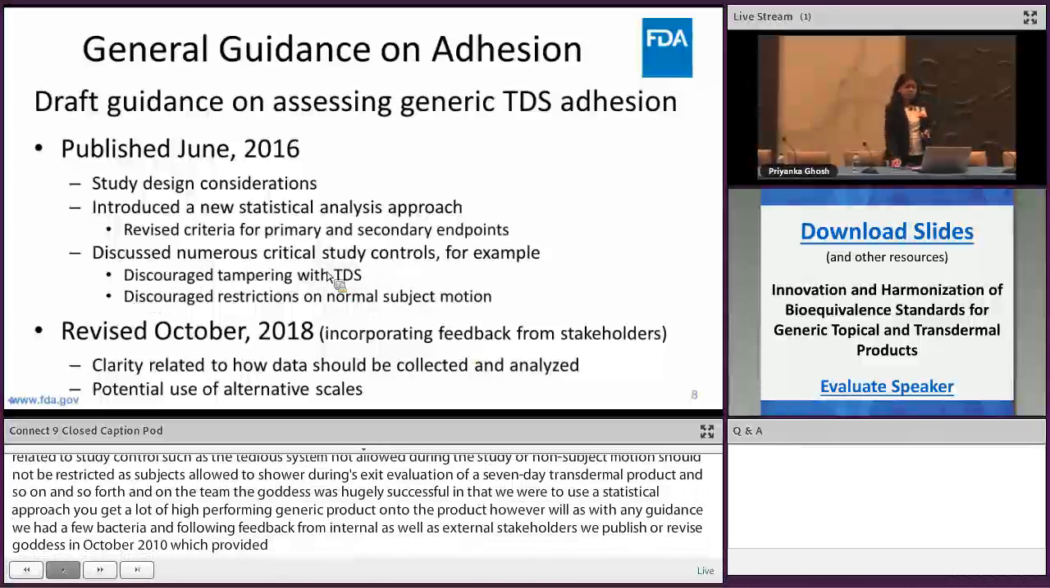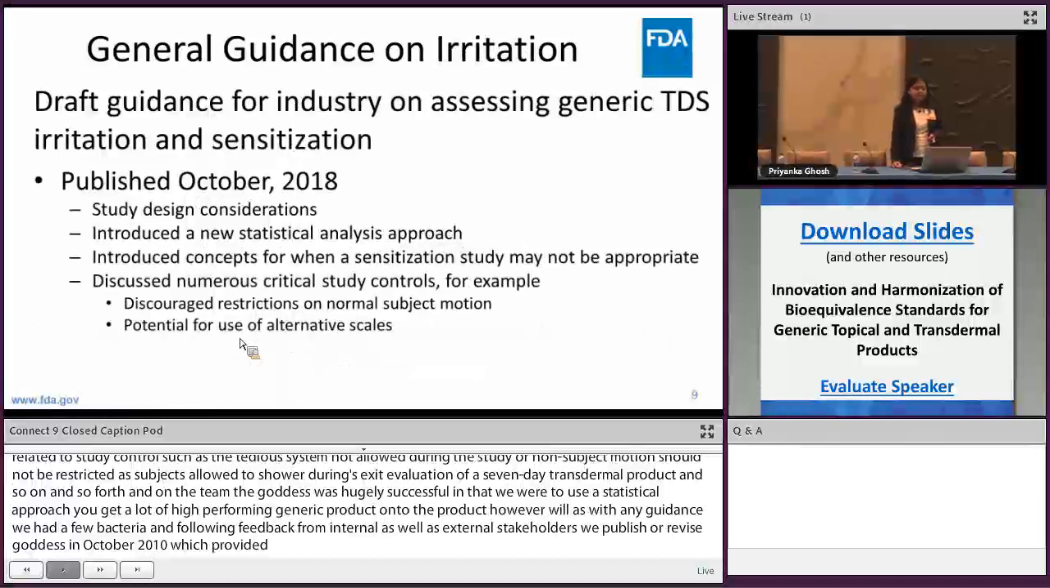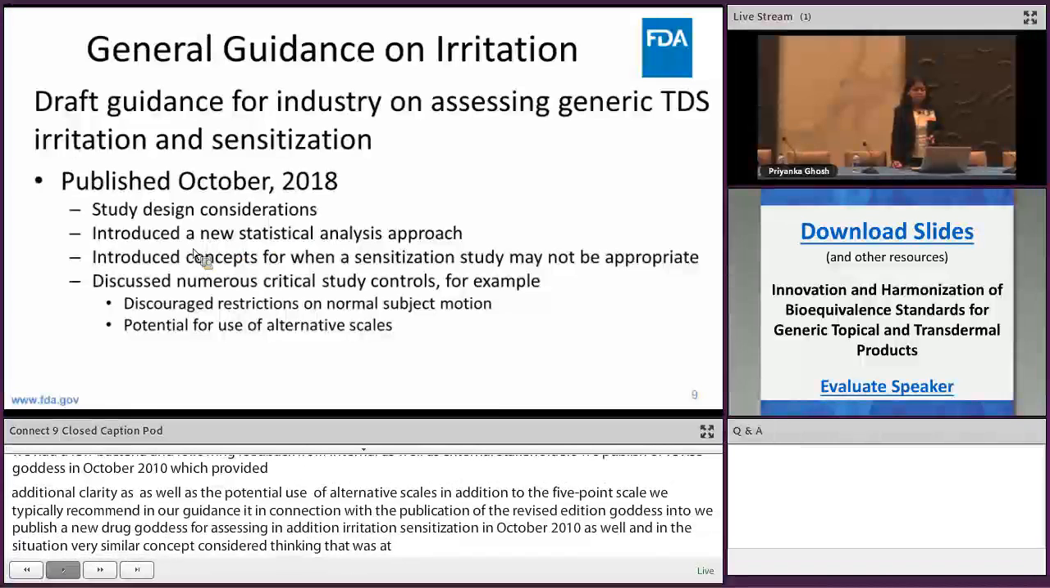In conjunction with the publication of the revised adhesion guidance in 2018, we also published a new draft guidance for assessing irritation and sensitization studies for a generic TDS product in October 2018 as well. In this situation, a very similar concept, we consolidated thinking that was at that point present across 24 different product-specific guidances, providing generalized recommendations related to study design and conduct for irritation and sensitization studies. Again, we introduced a new statistical approach, which we think is a more powerful approach to help move more generic, high-performing products onto the market faster.